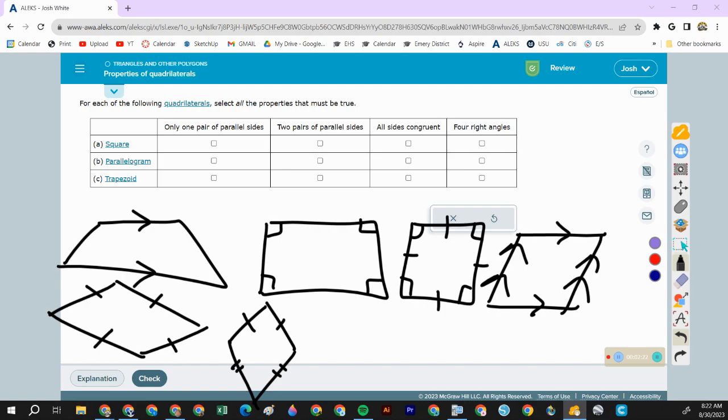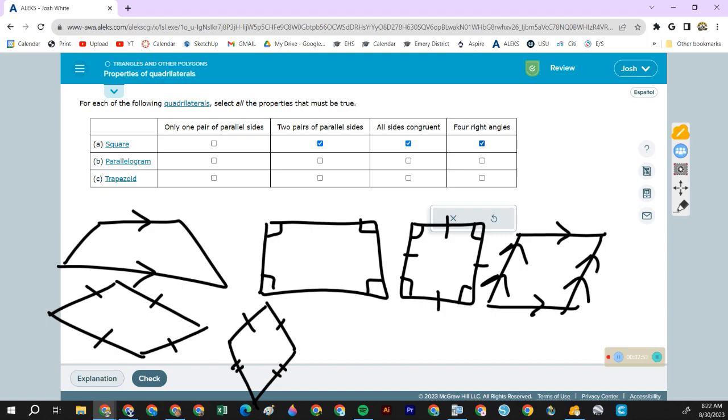So, looking at a square, does the square have only one set of parallel sides, two pairs of parallel sides, all sides congruent, or 4 right angles? And it can be more than one. So which ones of those does the square satisfy? The top and the bottom are parallel, the sides are congruent, and we have 4 right angles.